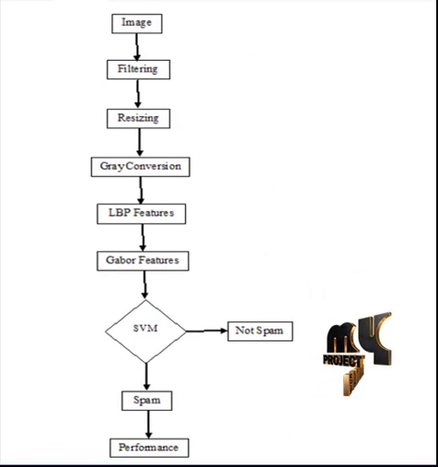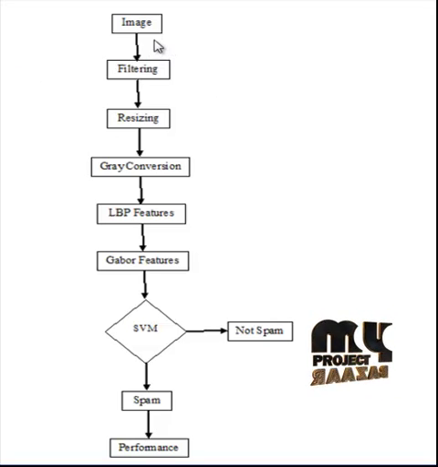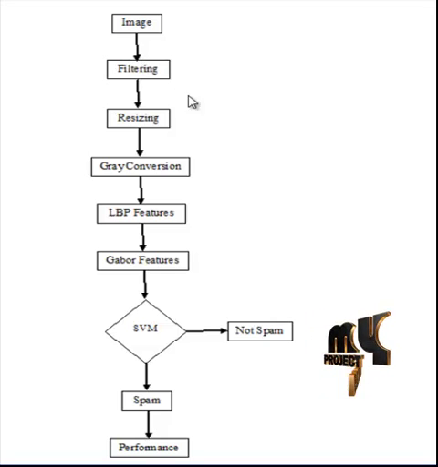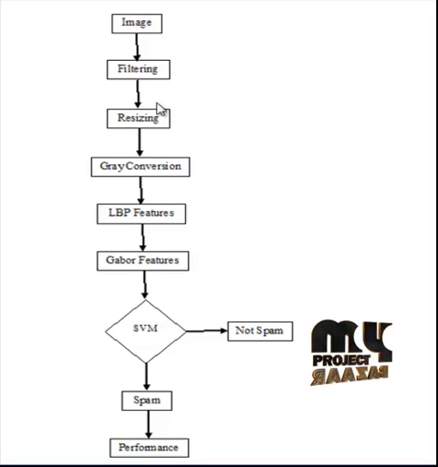Let us discuss the flow of the process. The input images were initially taken. It may be a spam image or a non-spam image. The images were initially filtered. In the filtering process, two steps were followed: resizing and gray conversion. Resizing refers to the conversion of the image's size into a common size for all the input images that we are selecting, and the gray conversion reduces the number of pixels in the overall images.